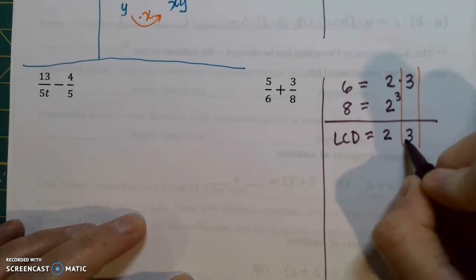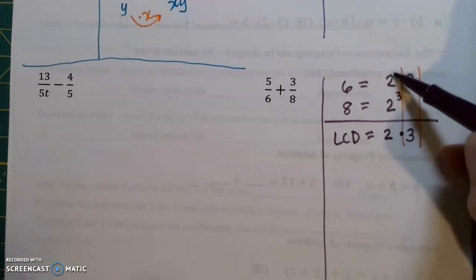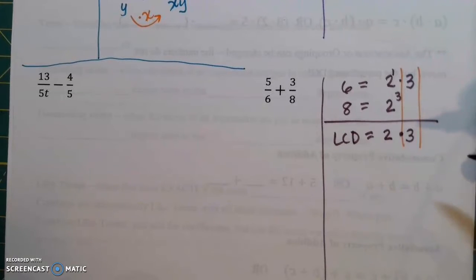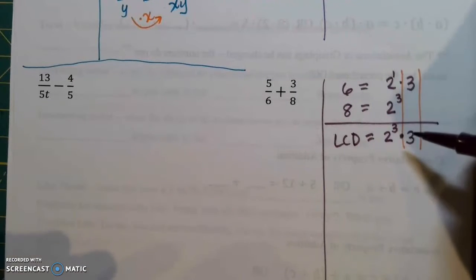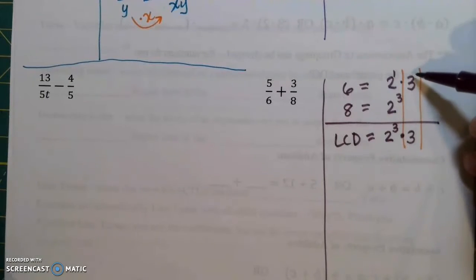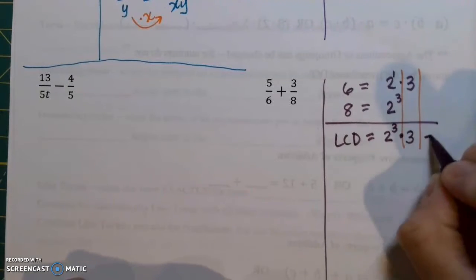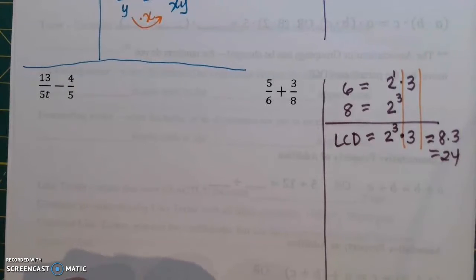So then I figure out what are the powers. So I only have a 1 here. Remember the invisible 1 power there. So that means I'm going to take the 3 because that's the highest of the exponents on the 2's. So we don't add them, we don't subtract them, we just take whatever one's highest. And then we grab the 3 from above. So this will be 8 times 3 or 24 for the LCD.